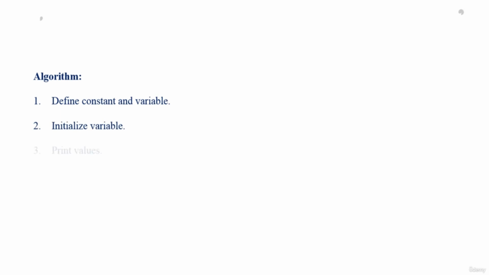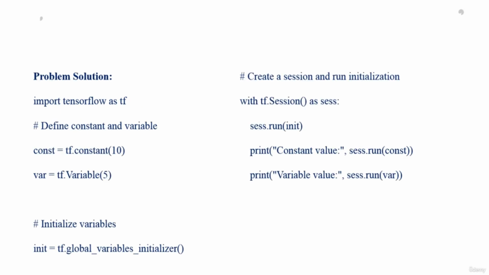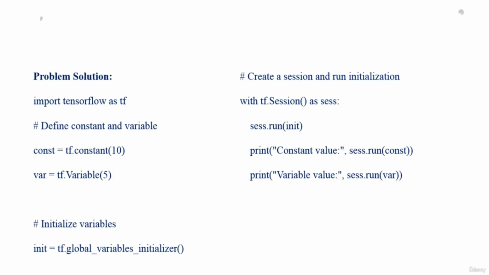Initialize variable. Print values. How code is working: the code defines a constant and a variable, initializes the variable, and prints their values. Constants hold fixed values, while variables are intended to be updated. Initialization is required for variables to set their initial state.